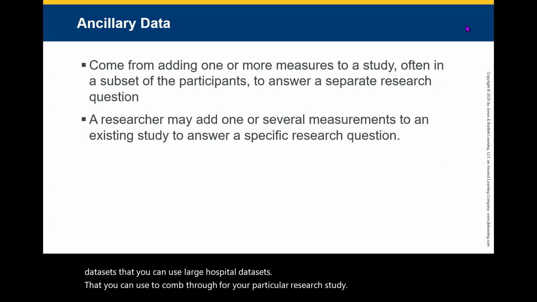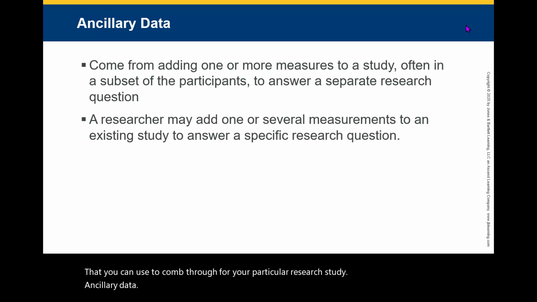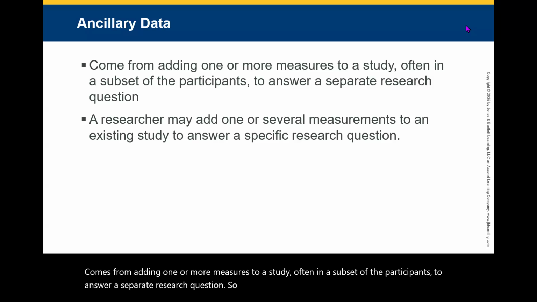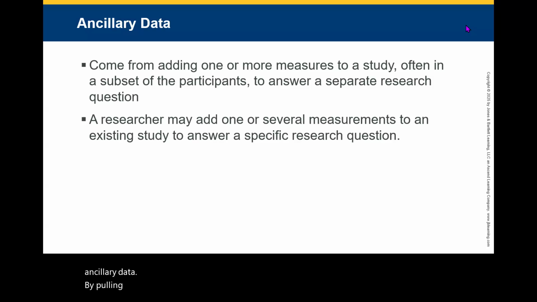Ancillary data comes from adding one or more measures to a study, often in a subset of the participants, to answer a separate research question. So if I'm running a research study, I can actually collect ancillary data by pulling a subset of our participants and asking them a separate research question.